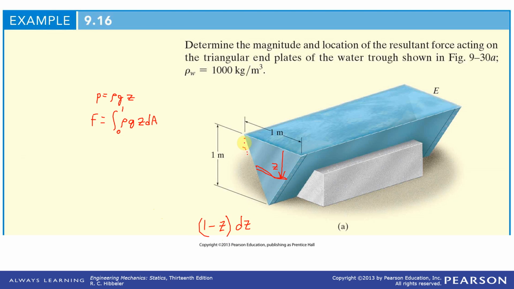When z equals 0, width is 1. When z equals 1, width is 0. Okay, and that is dA. Rho and g I can bring out front, since they're not changing. 1 minus z, dA, dz is over here. This is the dA portion. I'm leaving a space between just to put in z.